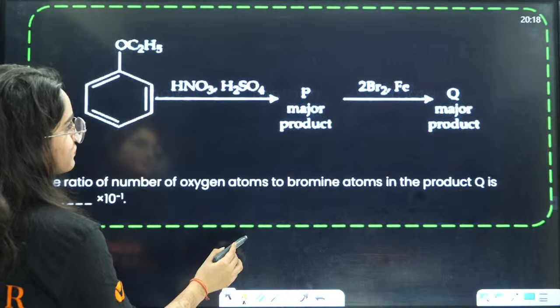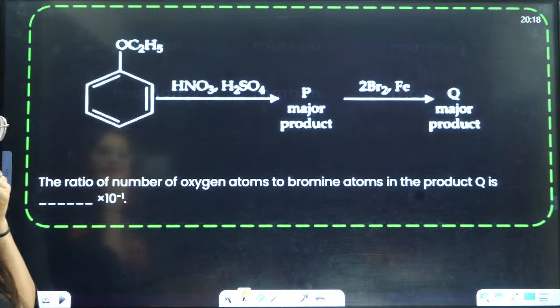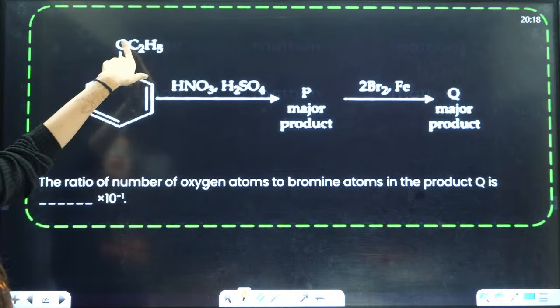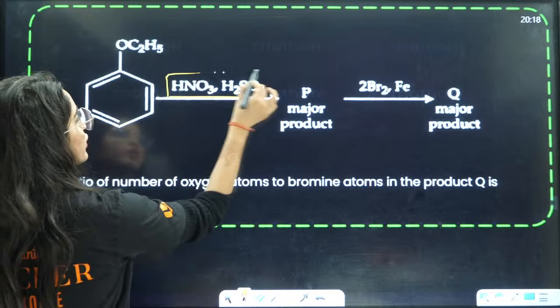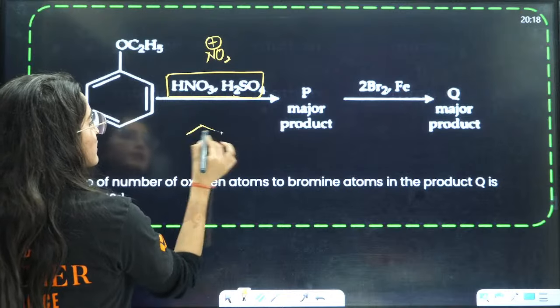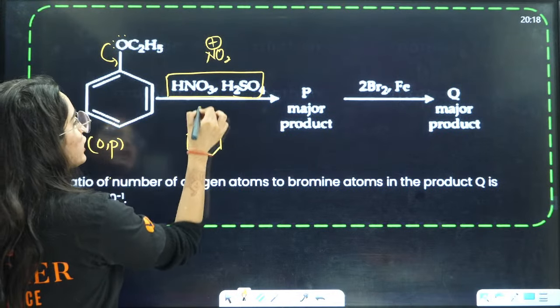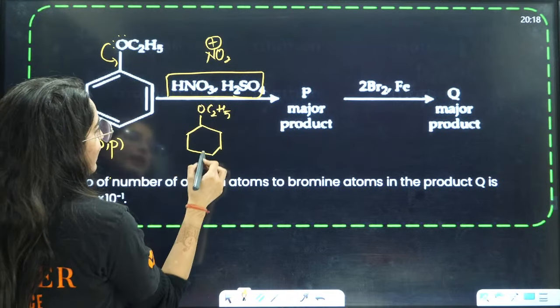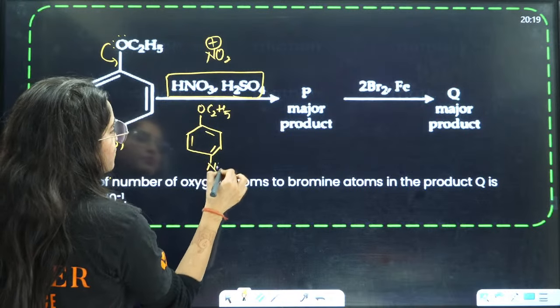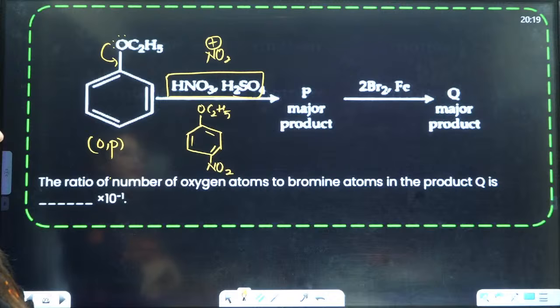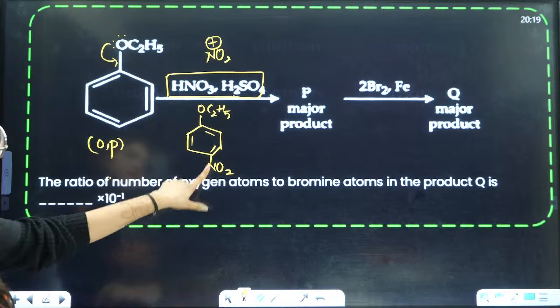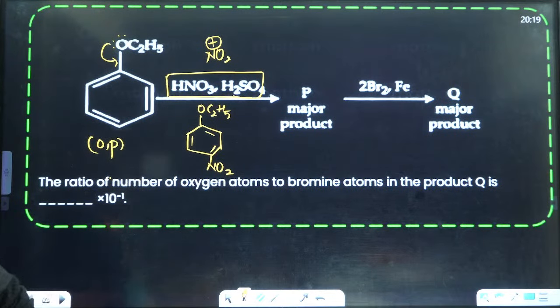Next question, an important one. They are saying that you have this reaction, you have OCH3 here, and you are using a nitrating mixture, so NO2+ is the electrophile. We know that this group is electron donating, which means it is ortho-para directing. So it will show NO2 on the para position as the major product. Then you are adding 2Br2 in the presence of Fe. What will happen? Now this is electron withdrawing and that is electron donating, so you have to work out what will happen.